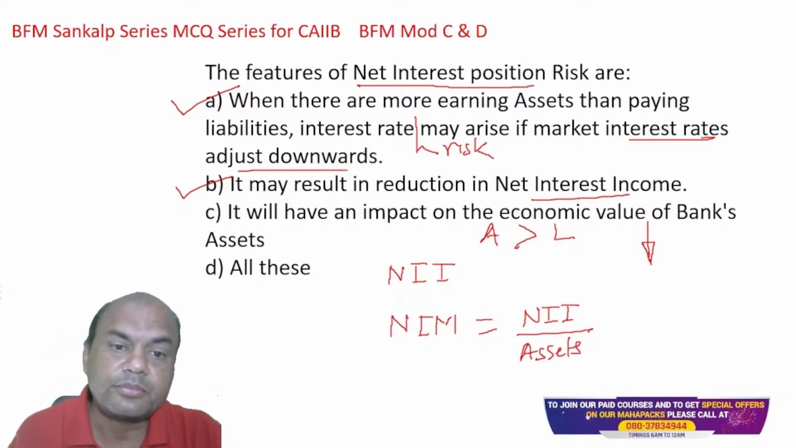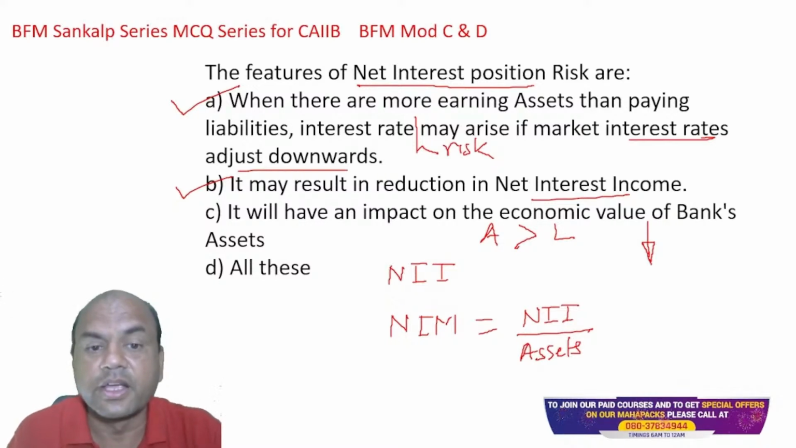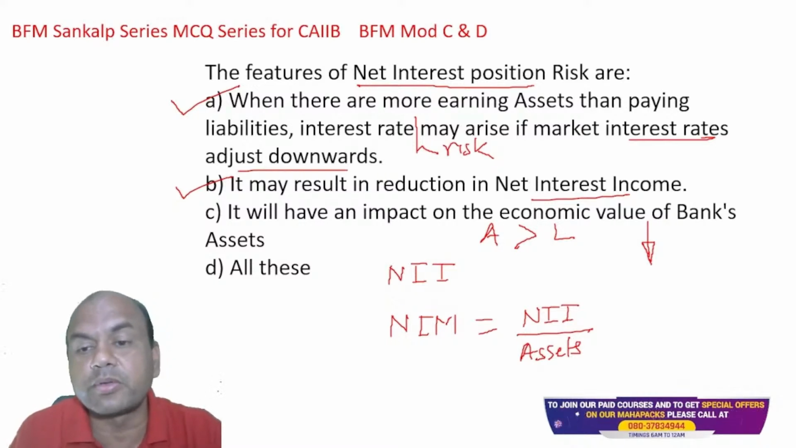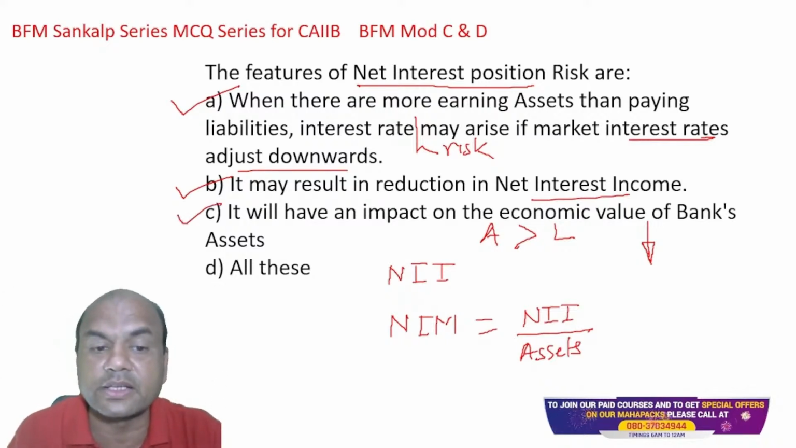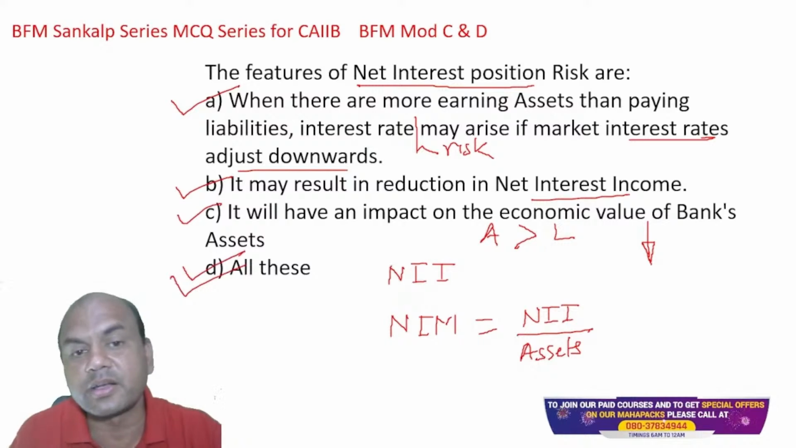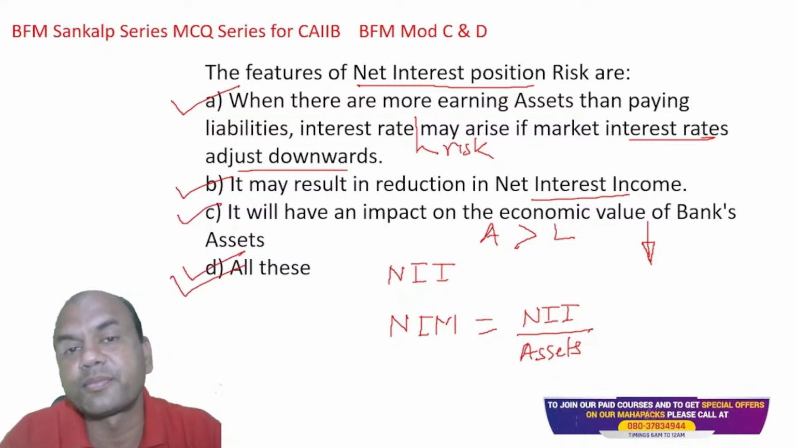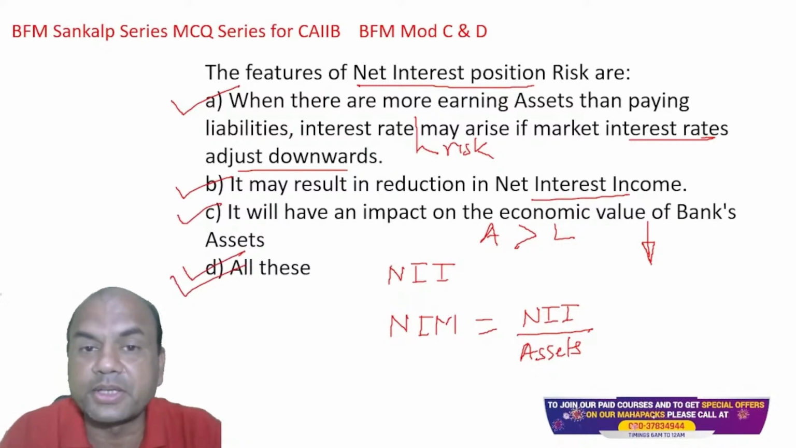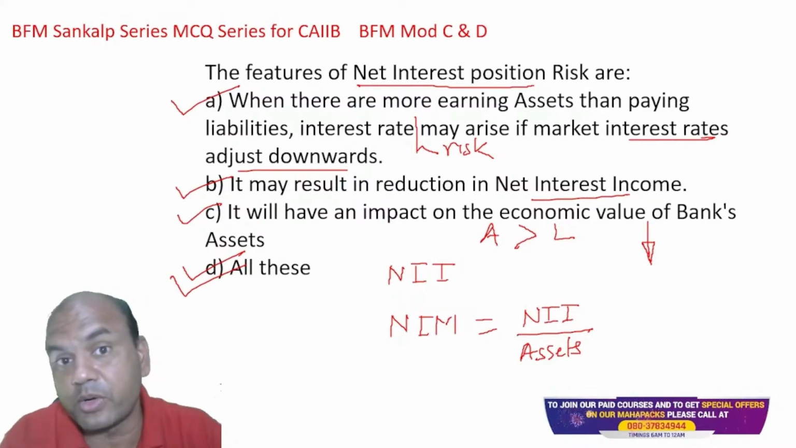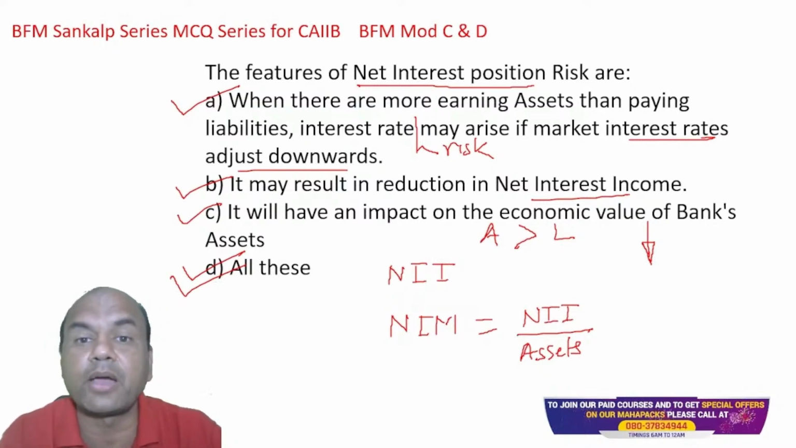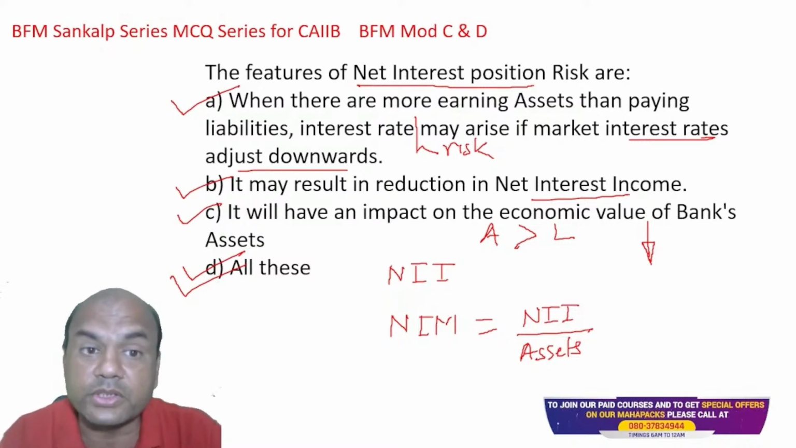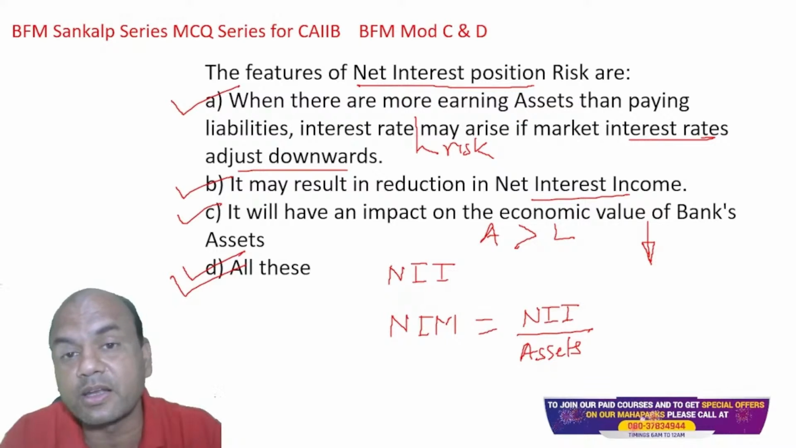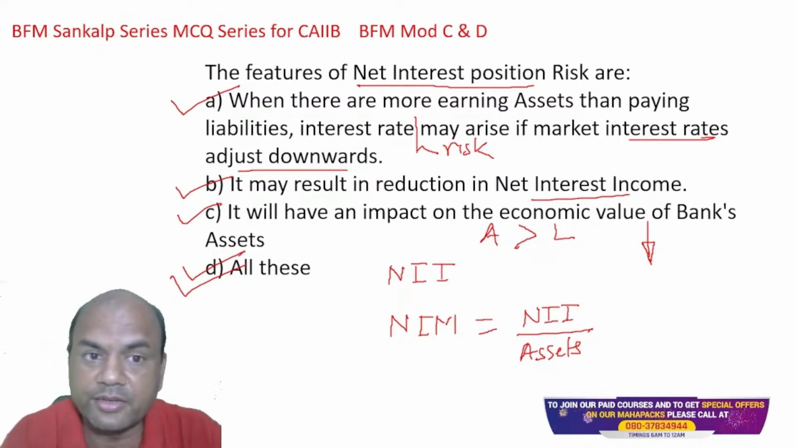It will have an impact on the economic value of the bank's assets, right? So that is also true. So C is also true. So the answer is D, all of them, isn't it? How many of you got this correct? Type in the comment section. If you got this right, be true to yourself, because in the exam I won't be there. It's you who will be answering it. So be true to yourself. How many of you got this correct? D, type yes. Correct. Got it?